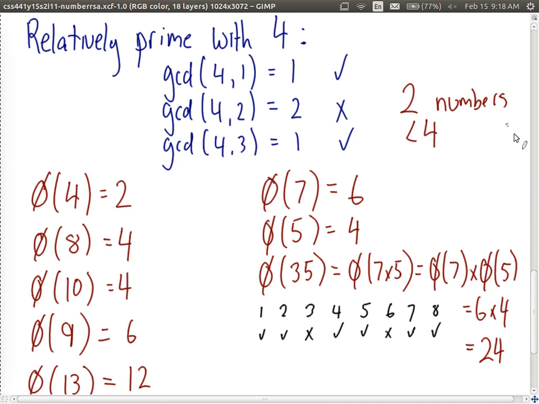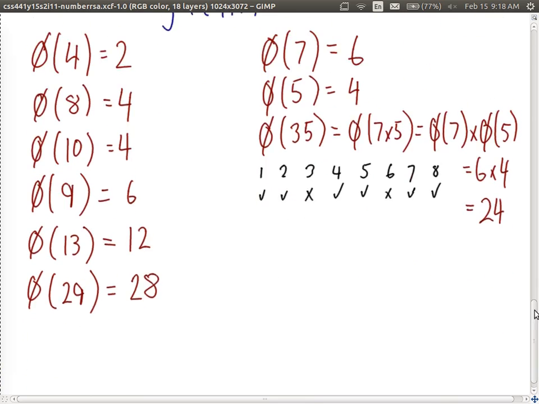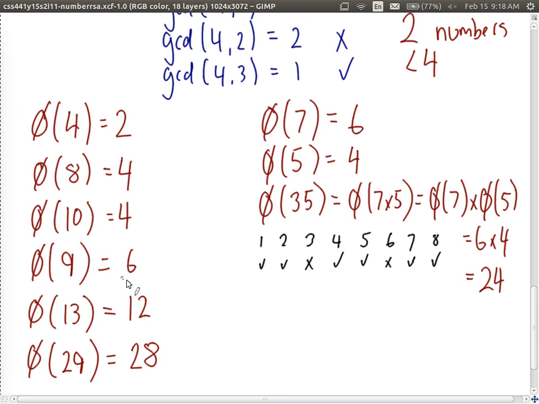As our numbers get larger, we need to check all the numbers less than n. As n gets larger, that becomes time consuming to check if it's relatively prime. But there are some shortcuts. There are some types of numbers where we can calculate the totient very quickly.